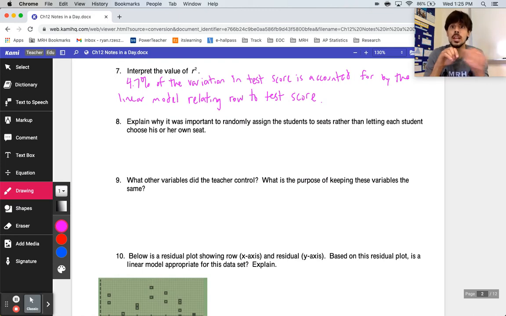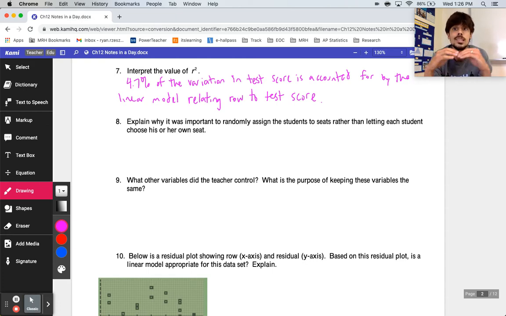Why did the teacher randomly assign their kids to their seats rather than allowing them to sit where they want to? The answer to that is you want your groups, for the rows or whatever, to be as even as possible. If students were allowed to choose their own seats, you may have groups of friends gravitating together. You may have the high achieving students who all want to sit in the front of class, etc., etc. Your groups are no longer equal, so you can't make any sorts of cause and effect claim.